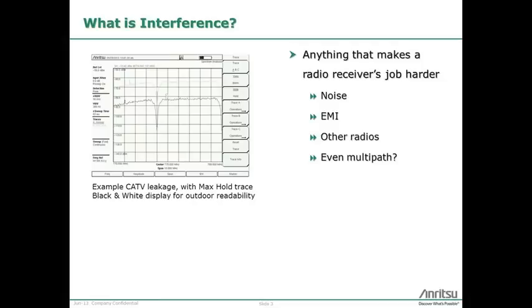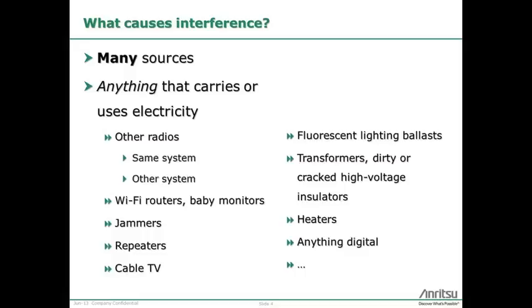First, what is interference? Basically, it's anything that makes a radio receiver's job harder. It might be local received noise, electromagnetic interference, multipath that's messing up the quality of the signal, even other radios on the same frequency, near the same frequency, or with enough power to cause fundamental overload.